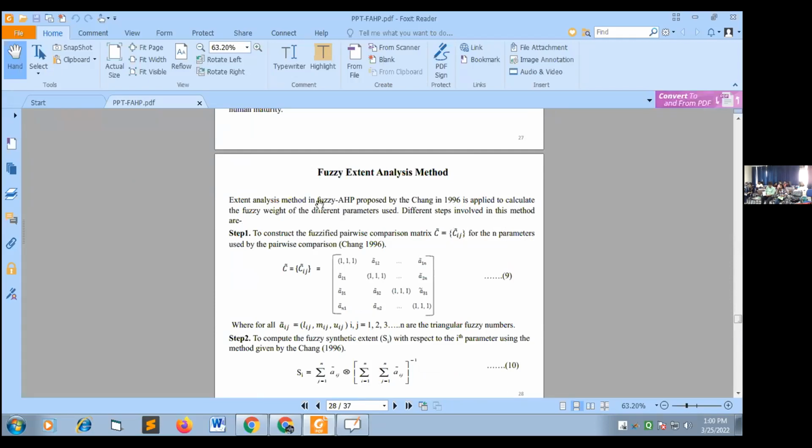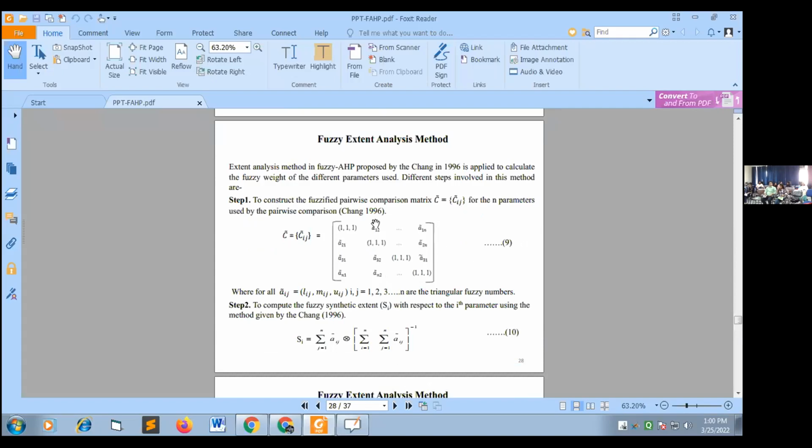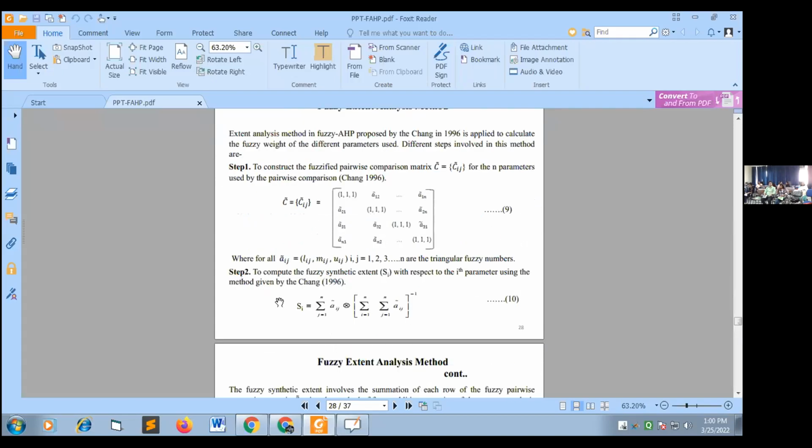In fuzzy extent analysis, with the same process, we have to make the comparison matrix, that is, construct the fuzzified pairwise comparison matrix for n parameters like that. This is the formula to compute the fuzzy synthetic extent with respect to the ith parameter using the method given by Chang, Si equal to summation.